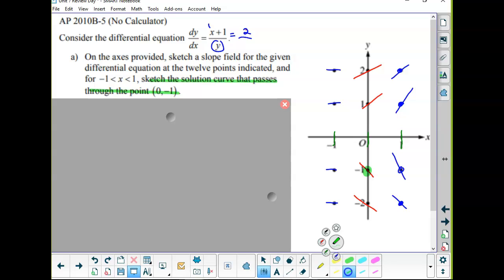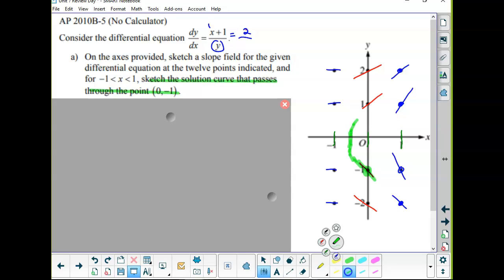And now we're going to estimate. What that means is we're going to follow the slopes. But notice, these slopes don't change. They're constantly changing. So that means this slope is going to get closer and closer to an undefined slope, so it's going to start curving up. And when I cross the 0 line, it should be an undefined slope there.